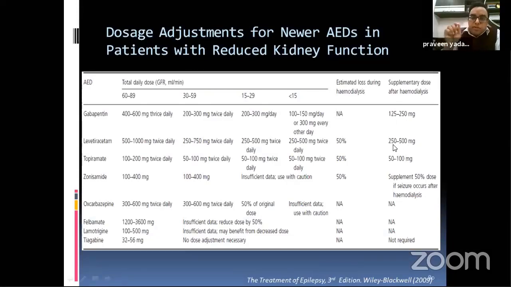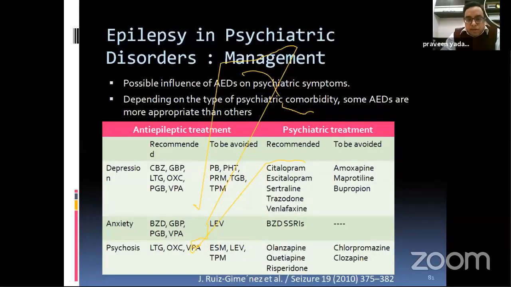In a renal failure patient on levetiracetam or another renally excreted medication, the dialysis may wash out the medication and there may be precipitation of the seizure. So you have to give the additional dosage post dialysis. And then the dose reduction also has to be done according to the GFR, which has been mentioned in this chart. That thing has to be kept in mind. And this is the final slide.